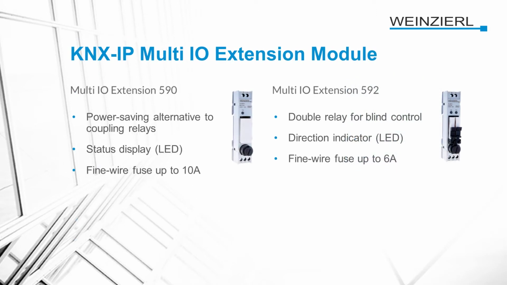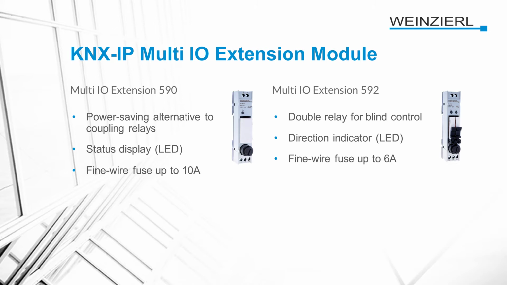The Multi IO extension module 590 is used as a power-saving alternative to a coupling relay. The module is connected to a universal connector of the Multi IO and provides a changeover contact with a switching capacity of 10 amps. In addition, there is a fine wire fuse with 10 amps and a status LED on the module. It has to be noted that you can also use a conventional coupler relay instead of the extension module.